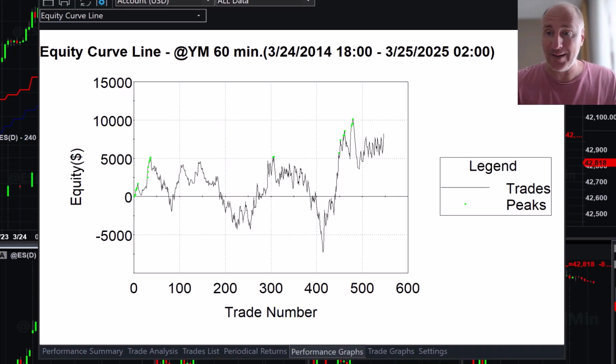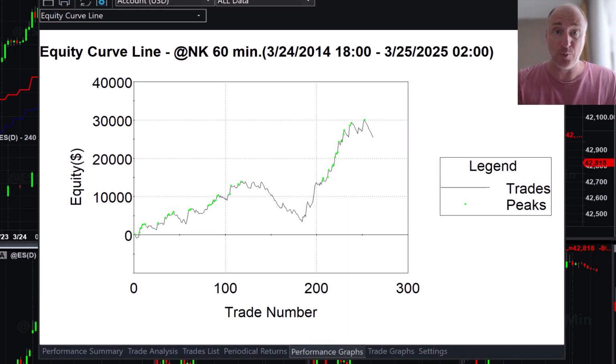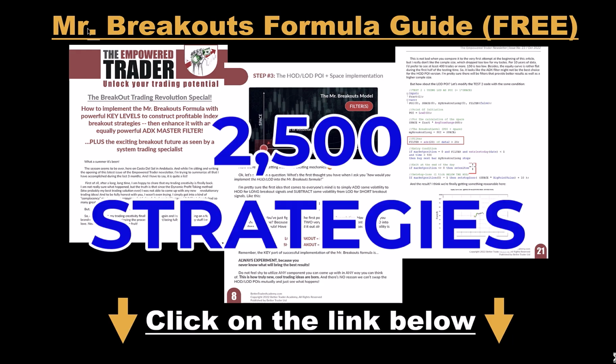And finally, Nikkei. Okay, so this is the original version, and here we have the improved version. Wow, that's definitely worse. By the way, again, the entire strategy was built with Mr. Breakout's formula, which you can download for free on the link below, and which I personally used to create about 2,500 strategies for my hedge fund.